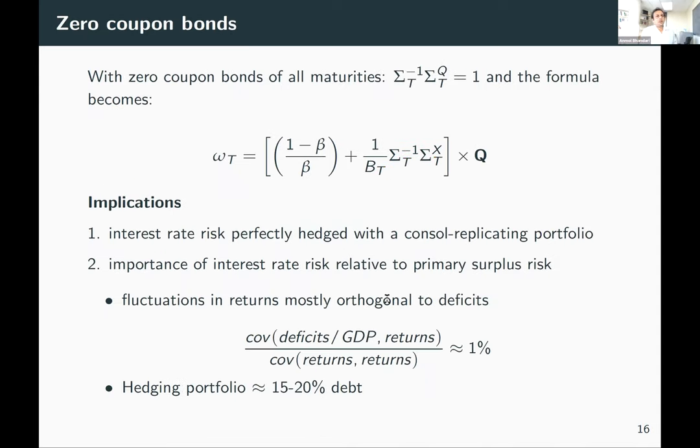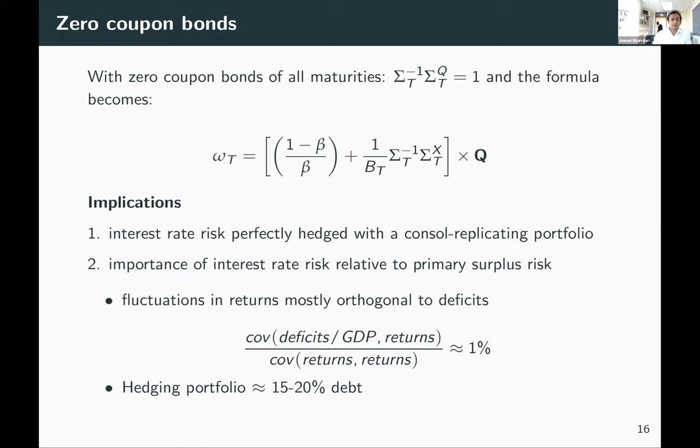Now, as I mentioned before, this formula works quite generally with any market structure, but a particular market structure is one where the government can invest in zero coupon bonds of all maturities. This is instructive for several reasons. It's studied widely in the literature, and a version of this is what we'll take to data. One thing which happens when you impose this market structure is that the covariance of returns with future interest rates and the covariance of returns with each other is basically the same object. So this term sigma inverse times sigma q is one, and then the formula even simplifies.